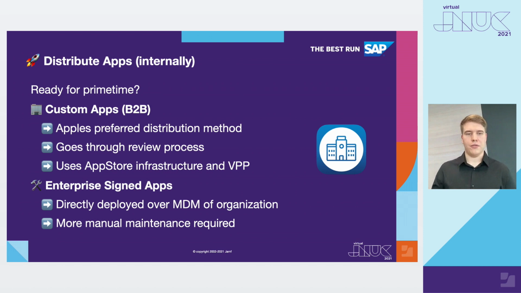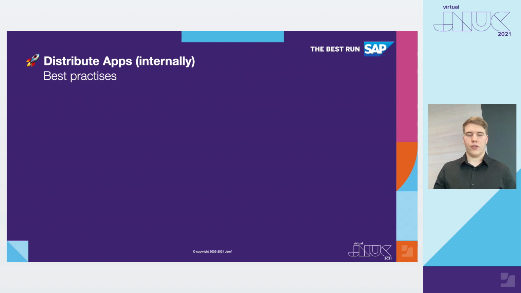Now, the alternative to that would be enterprise-signed applications. With enterprise-signed applications, the app is directly deployed over an MDM system to your organization. However, you have to make sure that you're prepared for the manual maintenance needed for that. If you sign an app with an enterprise distribution certificate, you will also need to make sure to use a valid provisioning profile. And you will have to renew that every year. This is different compared to the custom apps and App Store releases, where Apple re-signs your application, so you don't have to do that. So both of those solutions work for internal distribution.